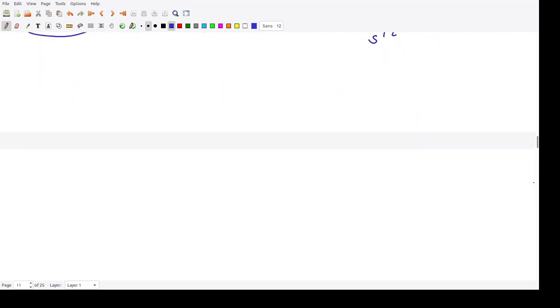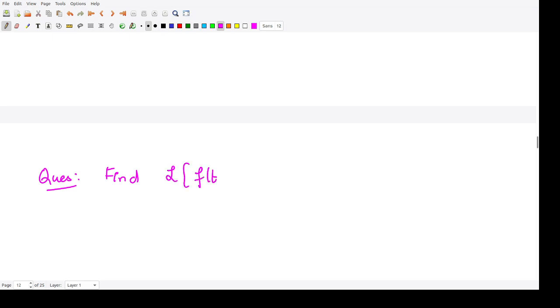So next let us see one more question. The question says find or evaluate the Laplace transform of the function f of t, where this function f of t is given to be 1 whenever t lies between 0 and 1, and it is equal to t whenever t is greater than or equal to 1.